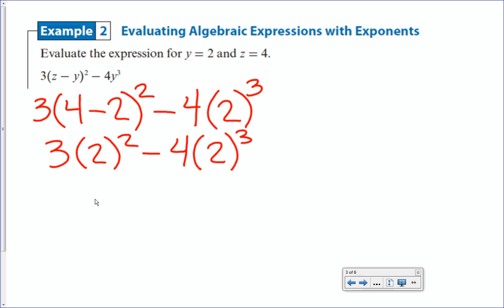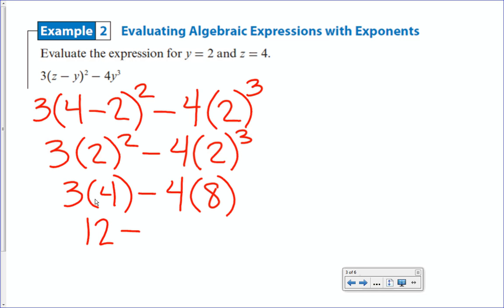Next part of order of operations says I have to simplify any exponents. So 2 squared is 4, so that's 3 times 4 minus 4 times 2 cubed, which is 8. And now I can work my multiplication. 3 times 4 is 12 minus 4 times 8, which is 32. And 12 minus 32, those are different signs, so we're going to subtract: negative 20.